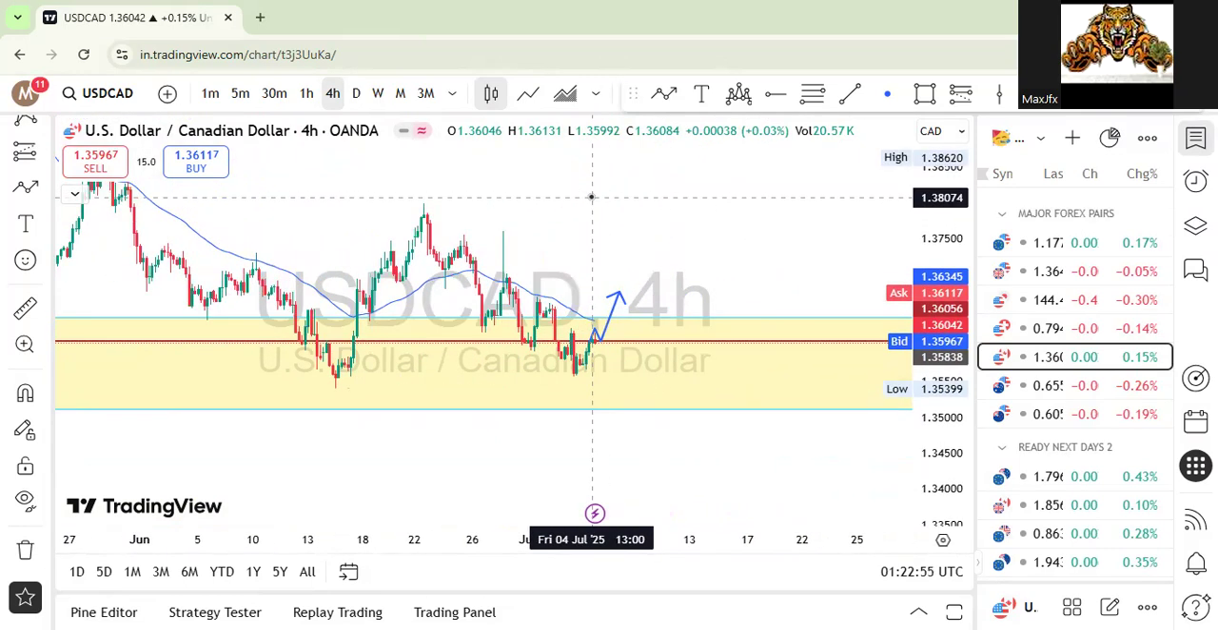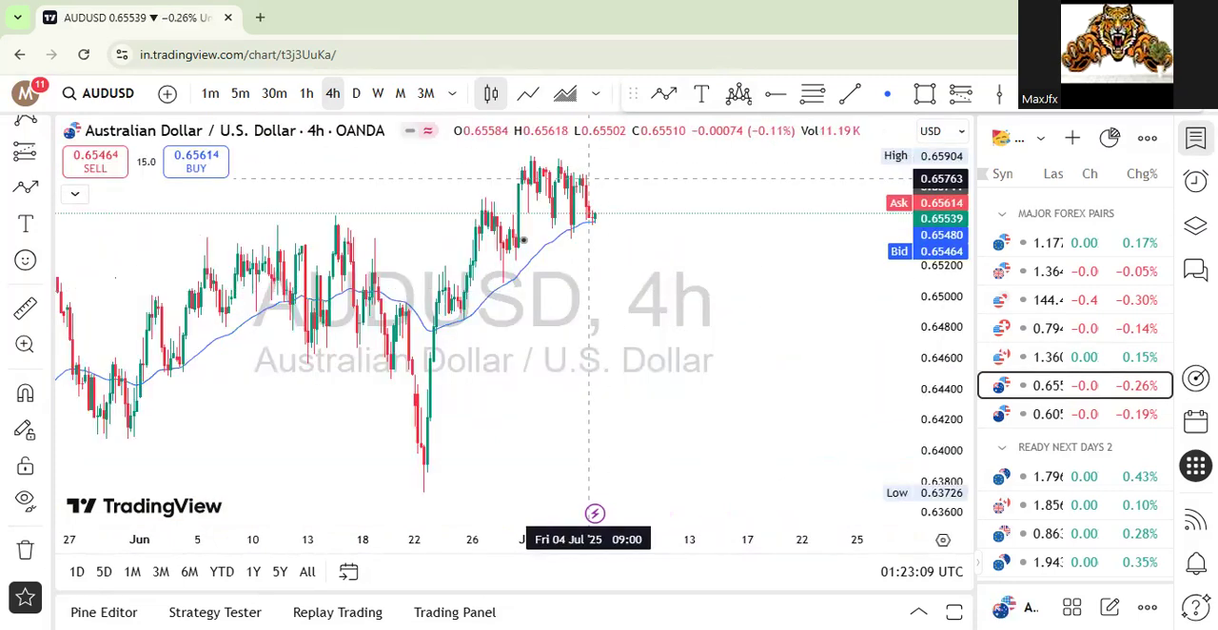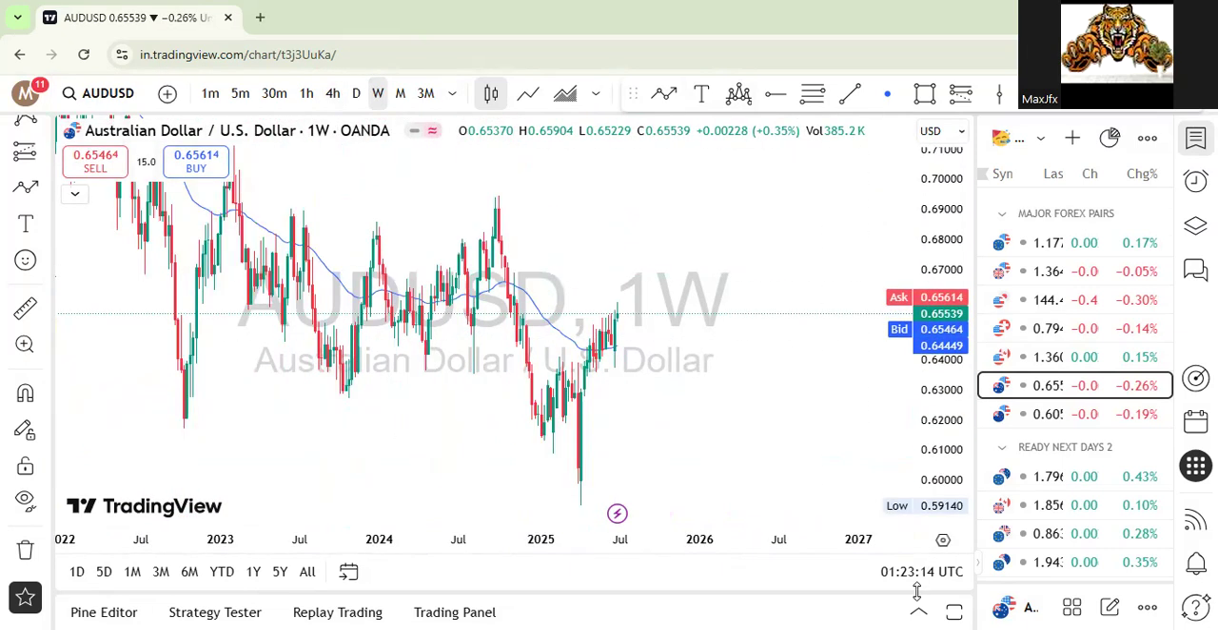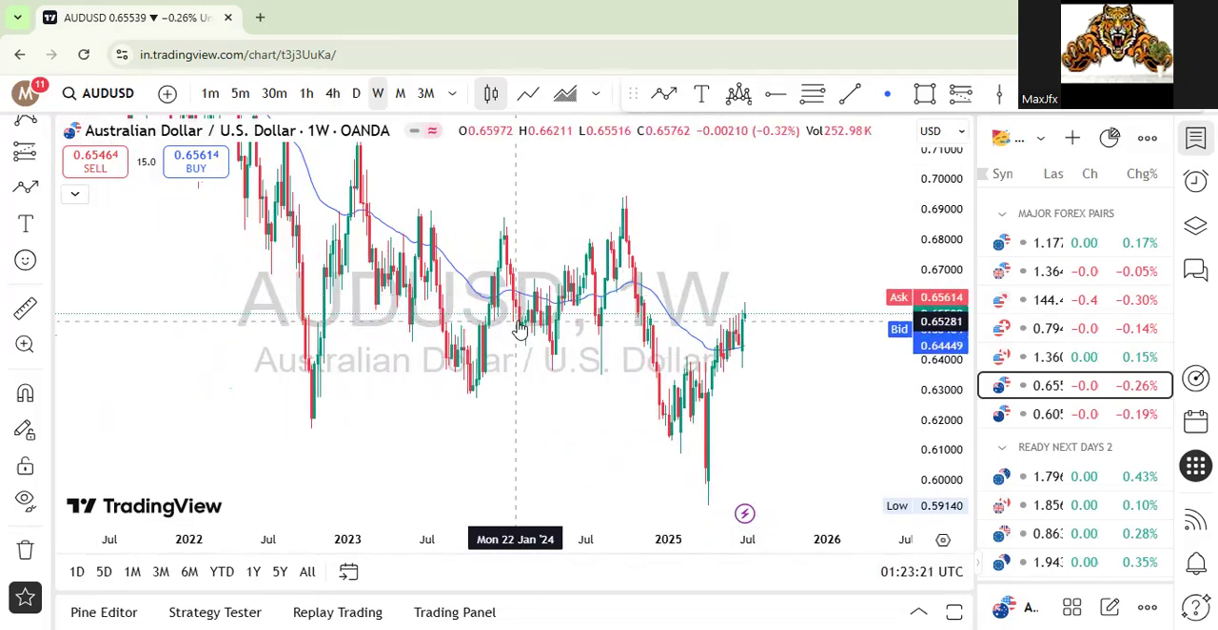Okay. So the next thing we are going to do is AUDCAD. It's a little not safe. Not really safe, but not gonna lie, I'm going to analyze it.